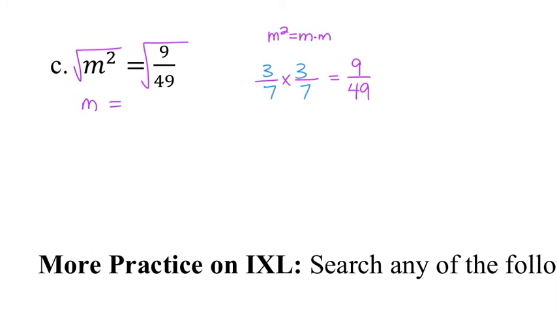And there's our answer. To get 9/49, you take 3/7 times 3/7. That's the number that when you multiply it by itself, you get 9/49. So that's our answer, 3/7. But it's not just 3/7, it's also negative 3/7, because if this was a negative 3/7 and a negative 3/7, the negative times negative still will become a positive 9/49. So that's our answer there, 3/7 and negative 3/7. And that's it for part C.